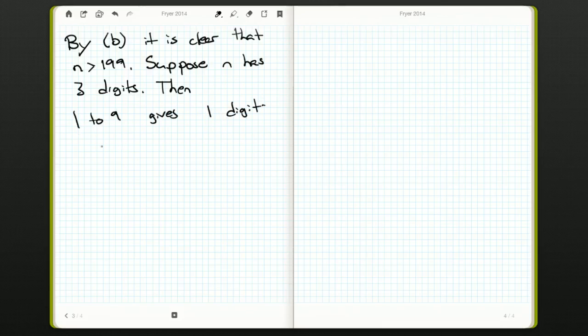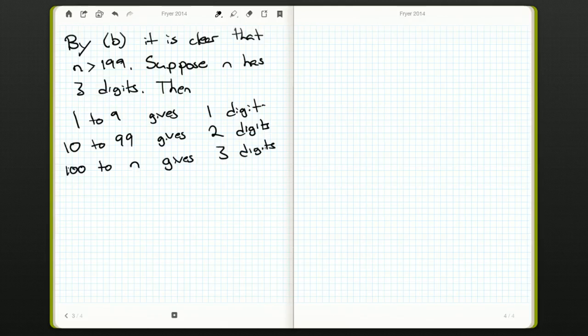So the numbers 1 to 9 give 1 digit. 10 to 99 gives 2 digits. And 100 to n gives 3 digits. Again, if n isn't big enough, we will simply then say 100 to 999, and then 1000 to n gives us 4 digits. And if that's not big enough, then we'll go from 10,000 to n giving us 5 digits, and we'll keep adding them up. We'll keep trying. Eventually, we will get the correct value of n. n will be 3 digits, or 4 digits, or 5 digits. Eventually, we'll figure it out.